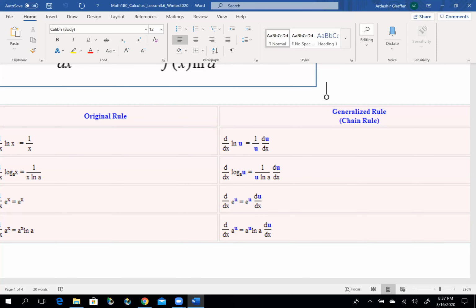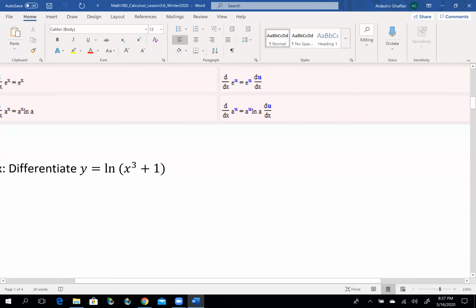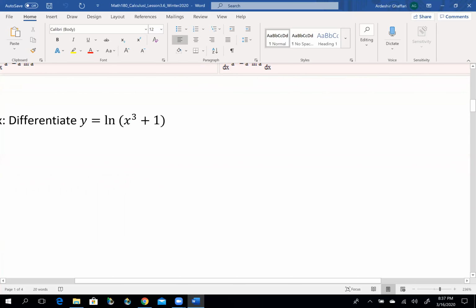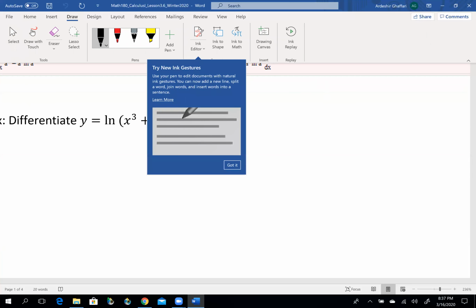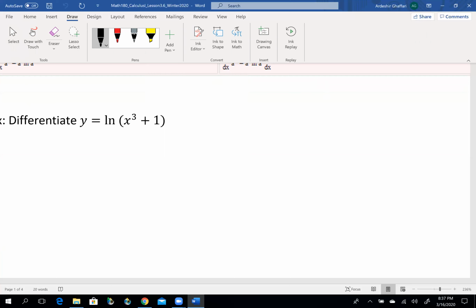Okay, so now let's do some problems together. Let's differentiate y equal to natural log of x cubed plus 1, based on what we just discussed a couple of minutes ago.